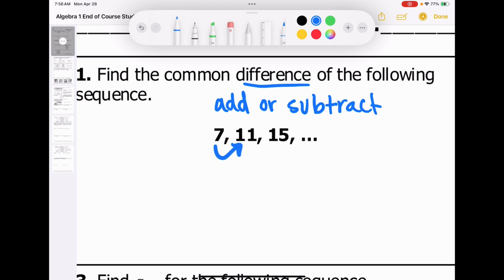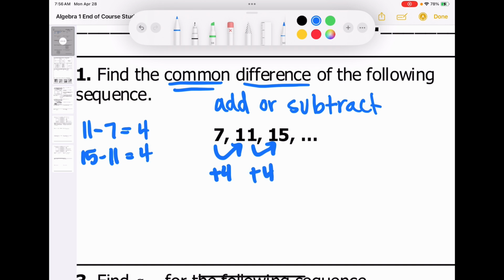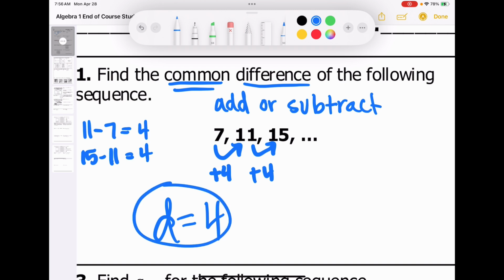So to get from 7 to 11, if I can't think of that off the top of my head or doing some mental math, then I'm going to come over to the side and do 11 minus 7, which is going to give me 4. So that means here I'm adding 4 every time to get to the next term. But we want to make sure that this number is common, so I need to check it again between the next two terms. So 11 to 15, I would do 15 minus 11, which is also going to give me 4. So this is a common difference, so that means our common difference is a positive 4.